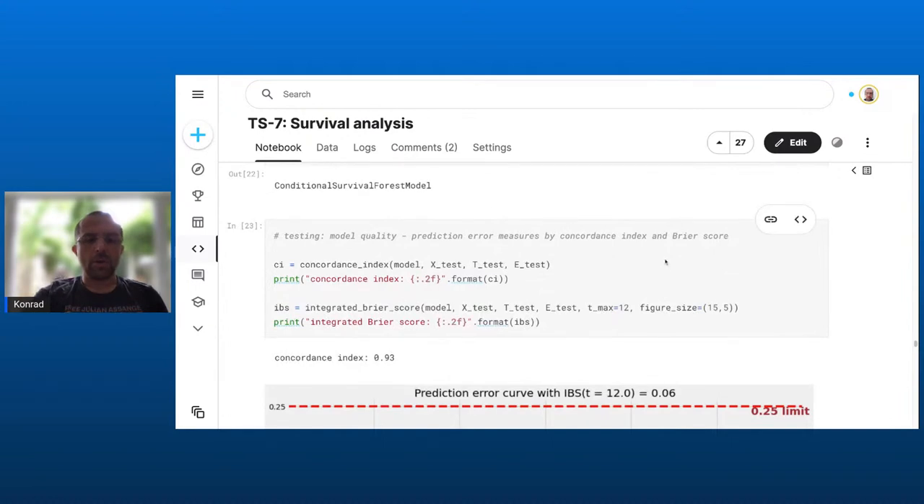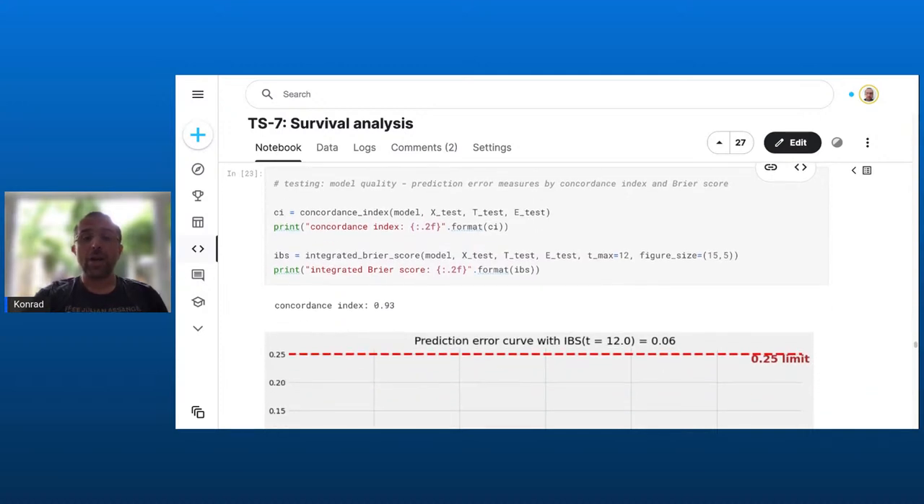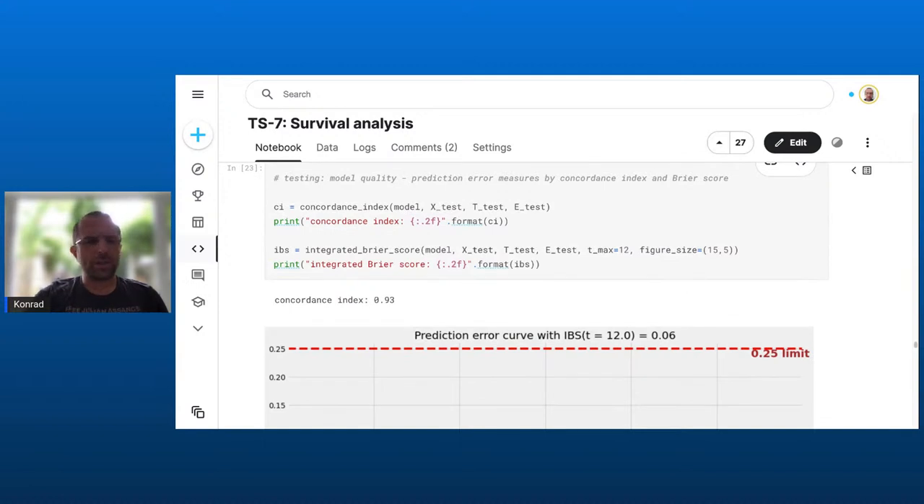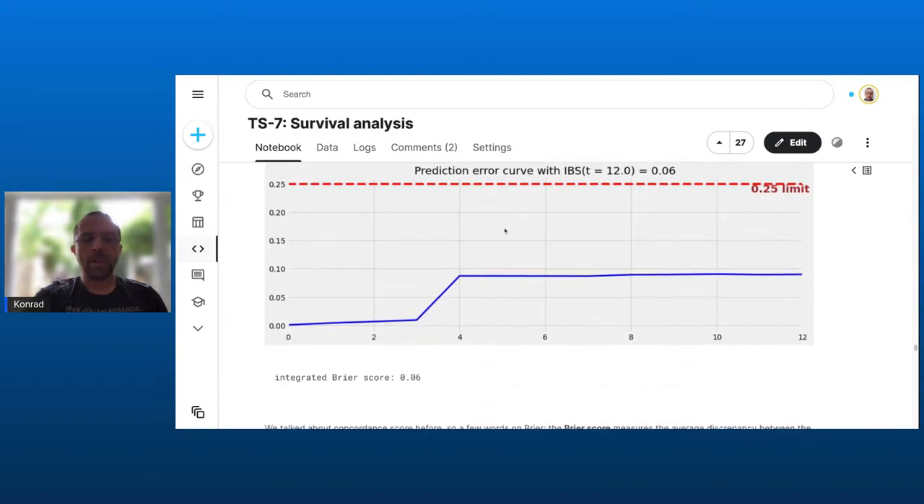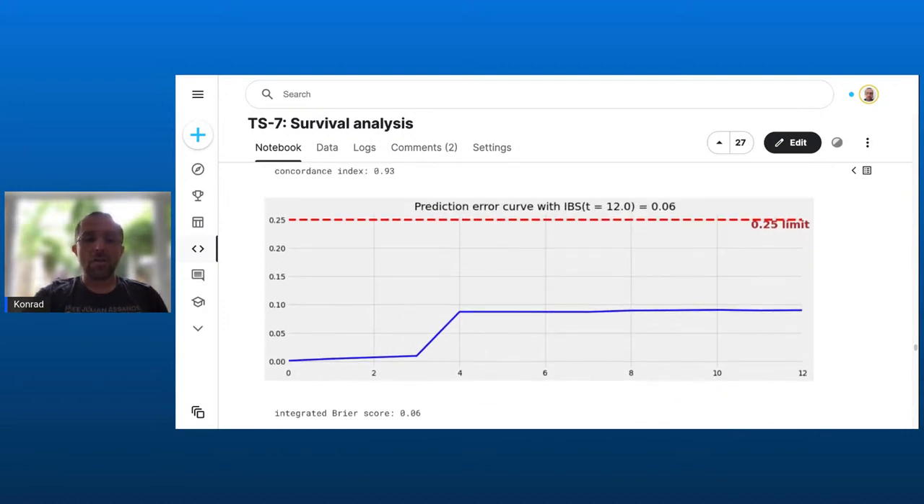Once we have run the model, we can start by calculating the concordance index. How well is it doing in terms of the performance of the model? Brier score is a normalized version of the concordance model. Concordance index 0.93. Well, I've seen worse. If you think of it, continue thinking of it as a time-weighted version of the AUC.